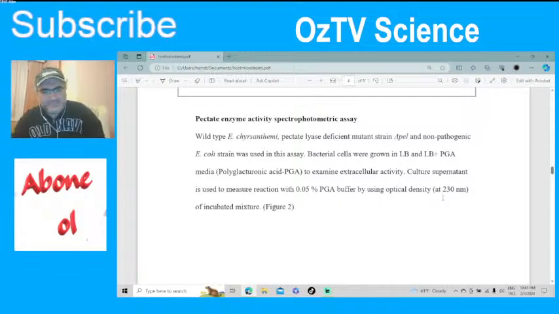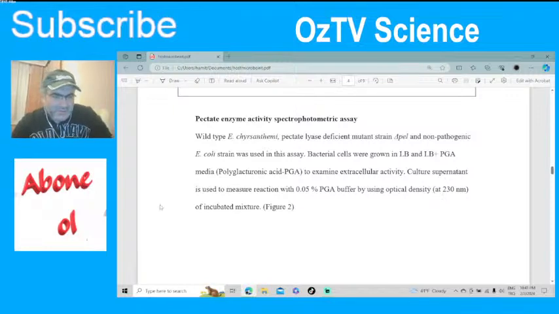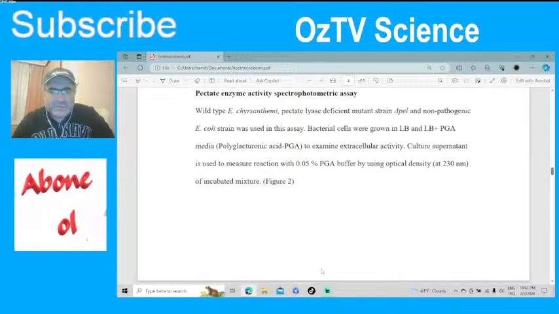And compare. It's an incubated mixture. So you just measure the culture supernatant with the help of spectrophotometry at 230 nanometers. That's where they do the reading, I guess.